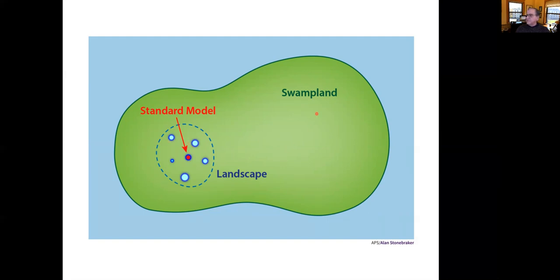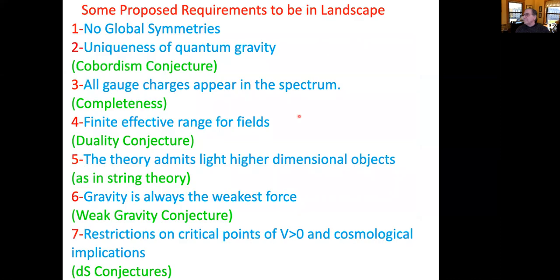So the landscape is much smaller, and we have this vast space of inconsistent quantum field theories once you couple them to quantum gravity. So my aim here today is to explain some of these requirements for a quantum field theory to not be in the swampland, to be in the landscape. In other words, what is a good quantum field theory that can be coupled to quantum gravity dynamically with no problems? I'm going to only talk about 7 such properties, even though there are many more properties discovered.